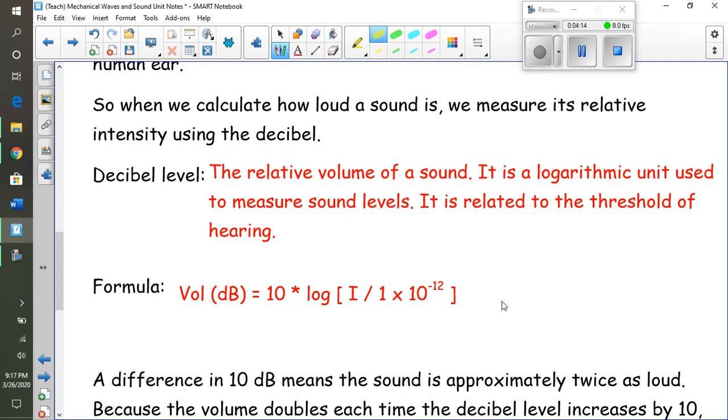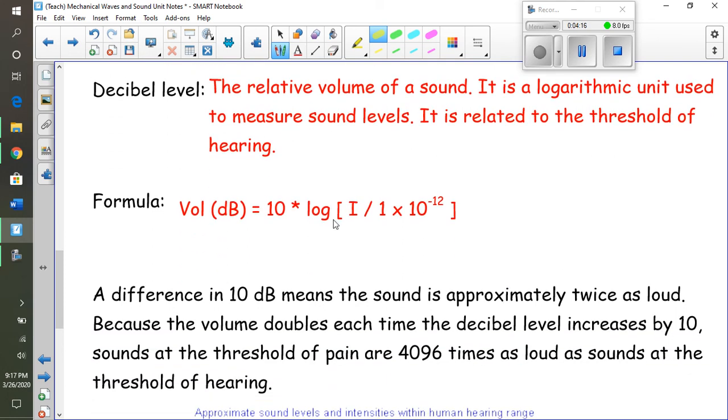What this kind of means, because of this log, remember log is base 10 if you're not told what it is. So a difference in 10 decibels means that the sound is approximately twice as loud. So 30 decibels is about twice as loud as 20 decibels. So when I go from the threshold of hearing to the threshold of pain, the threshold of pain is about 4,096 times louder than the threshold of hearing.